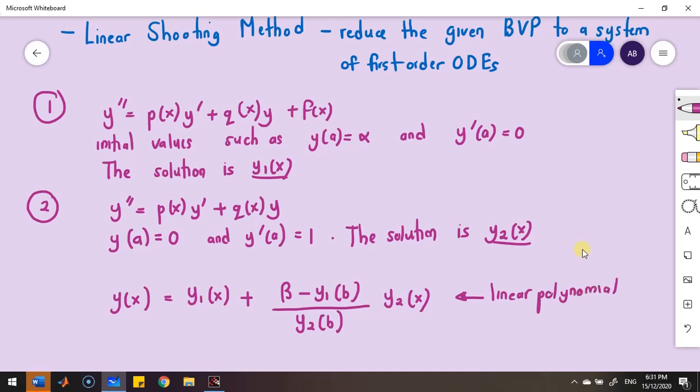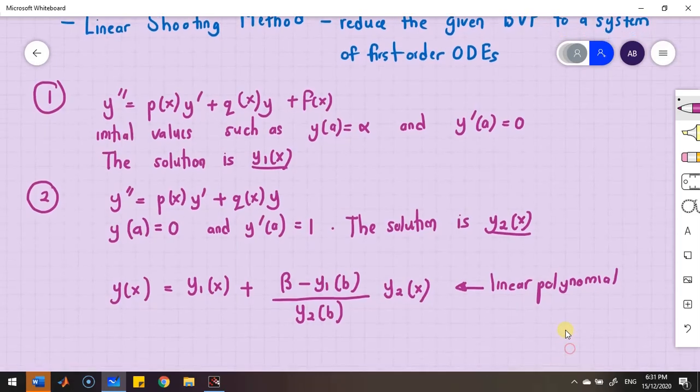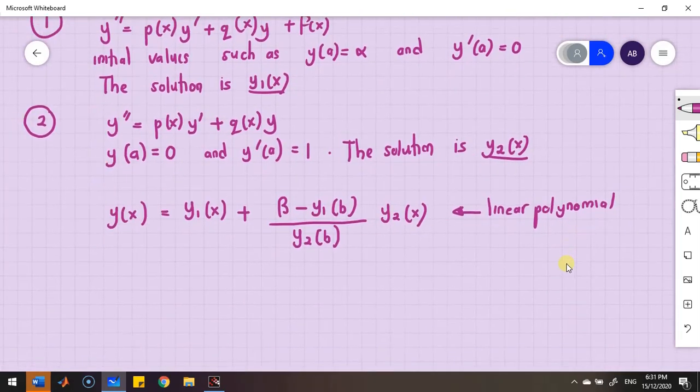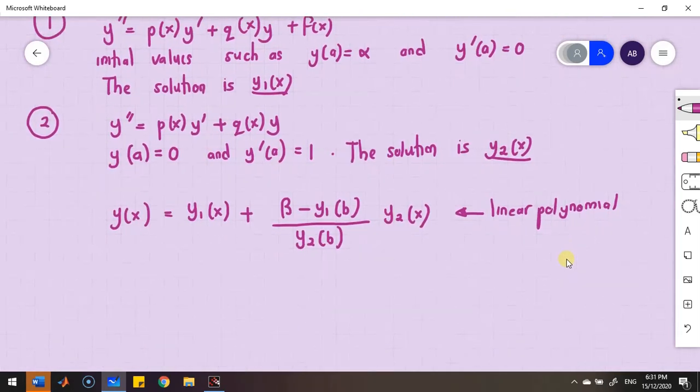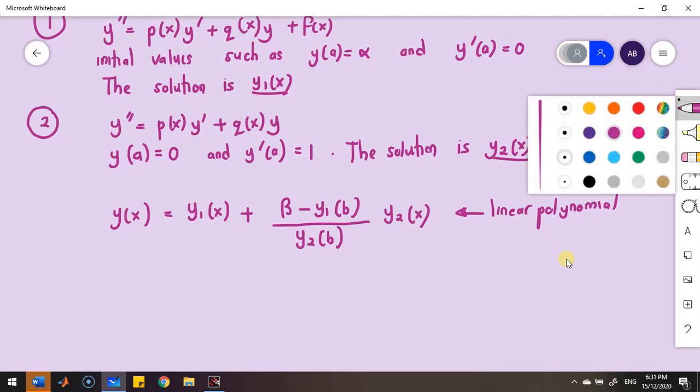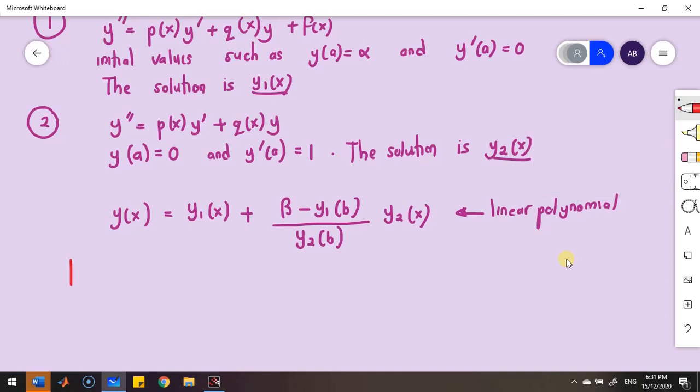So once you obtain y(x), you have to use a starting condition, and once you get that, you have to approximate. Once you approximate, then you determine whether the solution has reached the desired boundary value. Maybe I can explain this through an example. Let's look at this example.